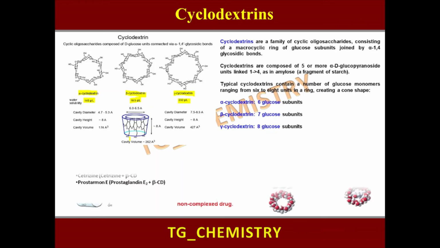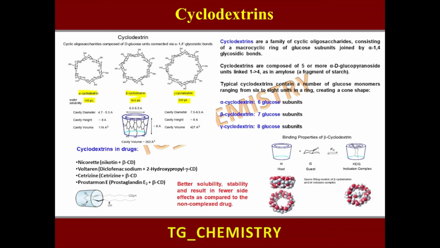So here, while talking about the binding properties of the beta cyclodextrin, we see that with the binding with the 2-methyl cyclohexanone, it shows the inclusion complex, where you can see in the groove or in the cavity the 2-methyl cyclohexanone, how it fits in. Okay, and here these are the space filling models of the beta cyclodextrin and the inclusion complex.